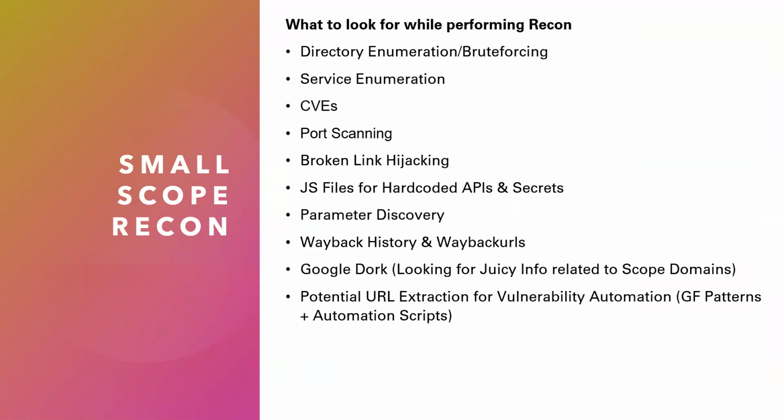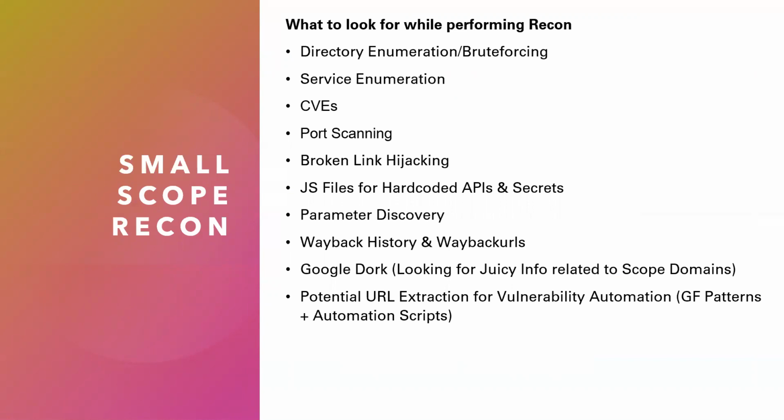Now, in small scope recon, let's look at what we have to look for while performing the recon. So these are a few common things that you should look for, like directory enumeration and brute forcing. First, the directories to the possible endpoints. Do it recursively. A lot of times, the /admin directory might give you 403 errors or 401 errors or something like that. But if you try to do it recursively, you might find a directory like /admin/data or /admin/data/usernames, which might not be protected.